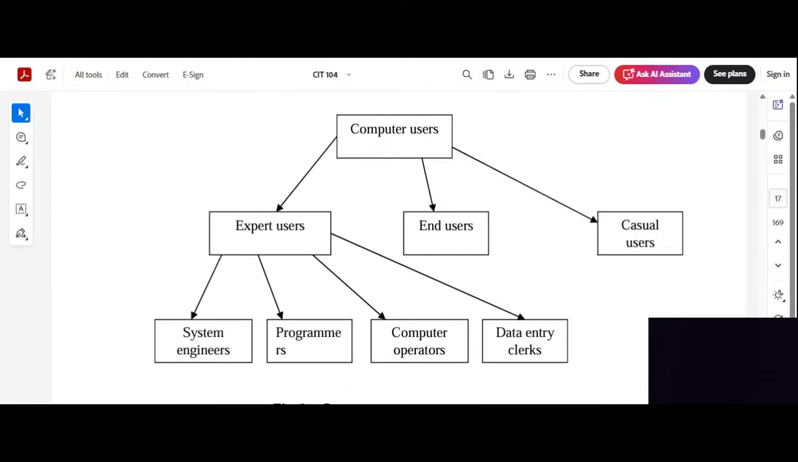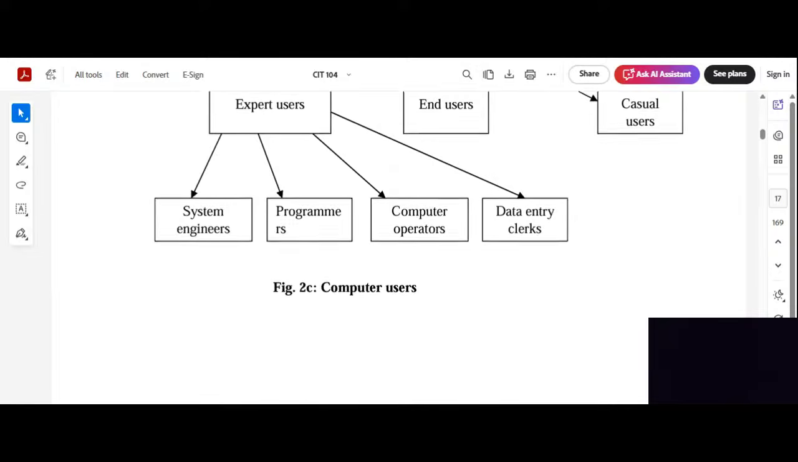Then under the expert users, we have categories: system engineers, programmers, computer operators, and then data entry clerks. Those are people that fall under the computer expert.